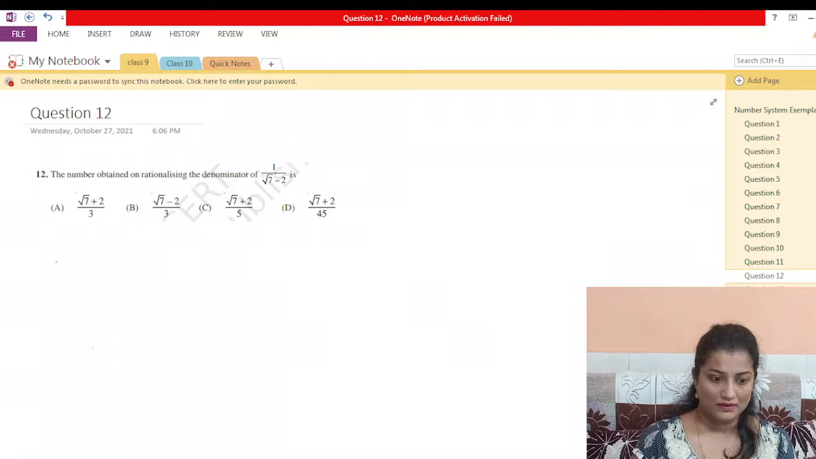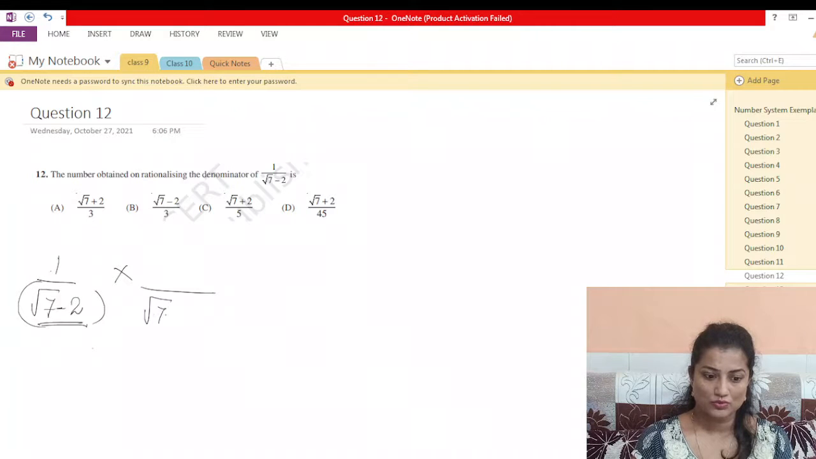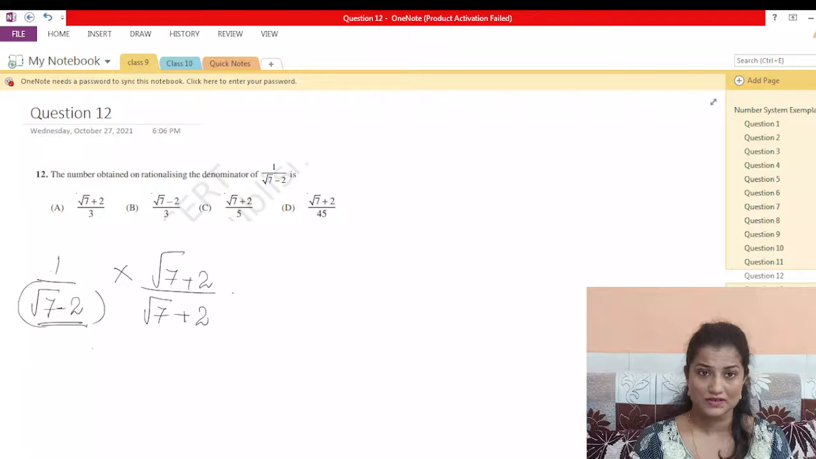Now look at here. The question is given as 1 upon root 7 minus 2. Now if we rationalize the denominator, the opposite of the denominator is root 7 plus 2. So we will multiply both the numerator and denominator by root 7 plus 2. So this is rationalizing. Now solving this, in the numerator we will get root 7 plus 2 and in the denominator we will get root 7 whole square minus 2 square.